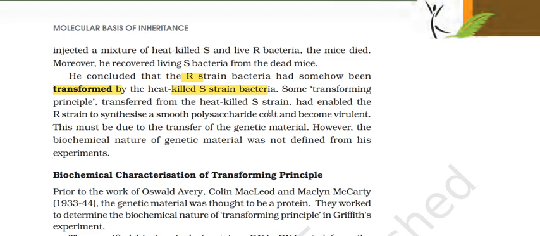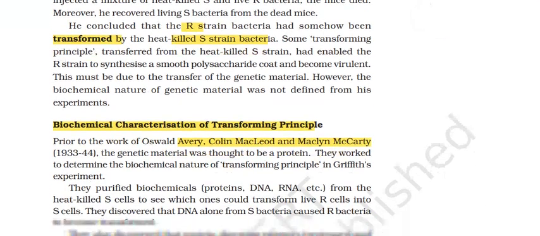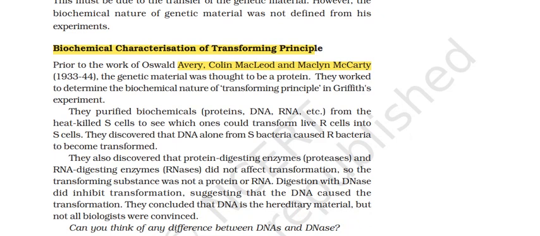However, this biochemical nature of genetic material was not defined from his experiments. He still couldn't explain. He just explained that there was something that was being transformed, but he couldn't say what was the material basically. अब biochemical characterization ये किसने दिया था? Again, very important. Avery, MacLeod, McCarthy. These three names you have to remember. They were the ones who worked towards the biochemical principle of transformation.